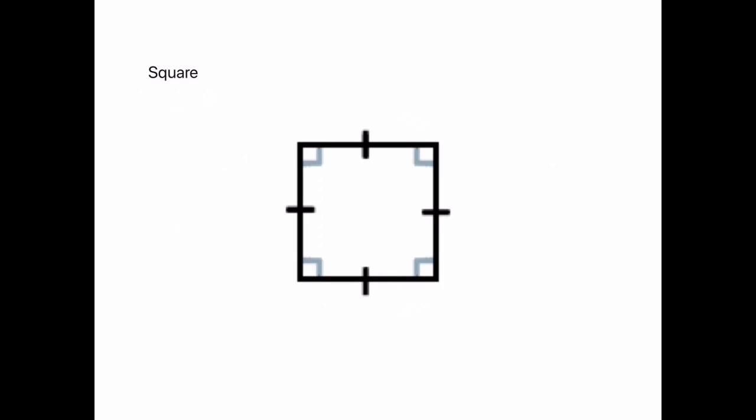A square is a parallelogram with four congruent sides and four right angles. So again, the top and the bottom are parallel, the left and the right are parallel. These ones have four congruent sides, just like a rhombus had, but this one has four right angles, just like a rectangle had, and that's a square.